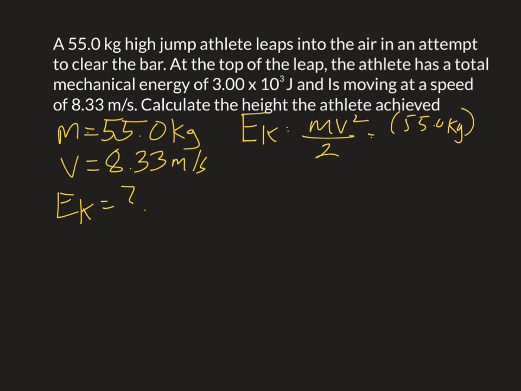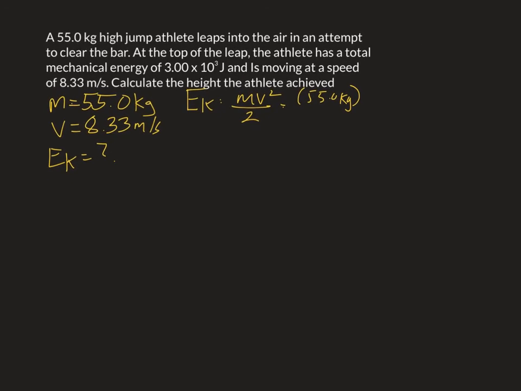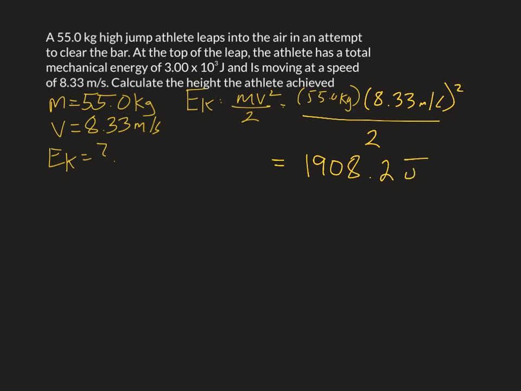kilograms times, I need more space. Why can't I write at the correct size, guys? It drives me crazy. 55 kilograms times 8.33 meters per second, and I'm going to square that, and I divide that by 2. And when I do that, I realize that this person had a kinetic energy of 1,908.2 joules. If you look at my answer key, you see I had double this number written originally because I forgot to divide by 2.